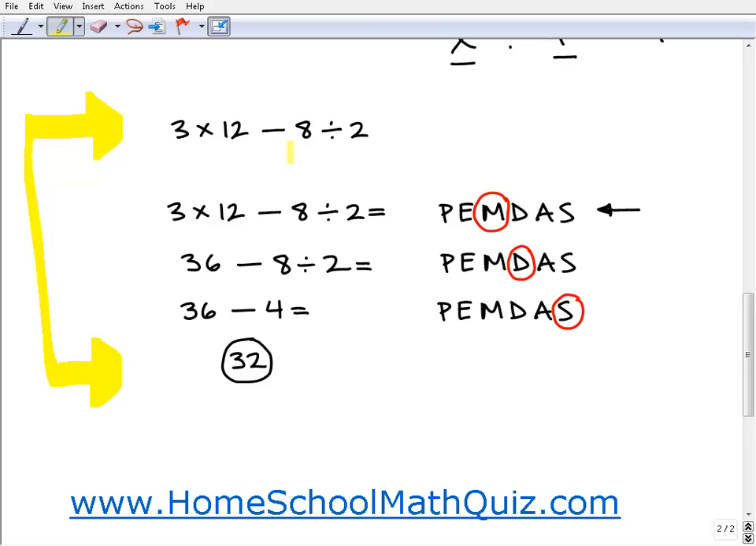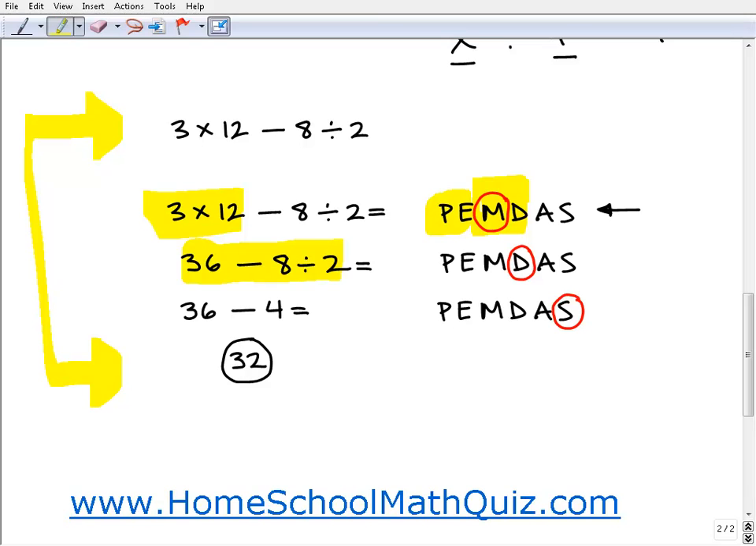So we have 3 times 12 minus 8 divided by 2. Okay, so what are we going to do first? Well, the order is asking us to look. Are there any parentheses? No. Are there any exponents or powers? No. Is there any multiplication or division? Yes. So what we want to do is do the first multiplication or division problem we see from left to right, and that is this part right here. So we're going to do that first. 3 times 12 is 36. So we have 36 minus 8 divided by 2.